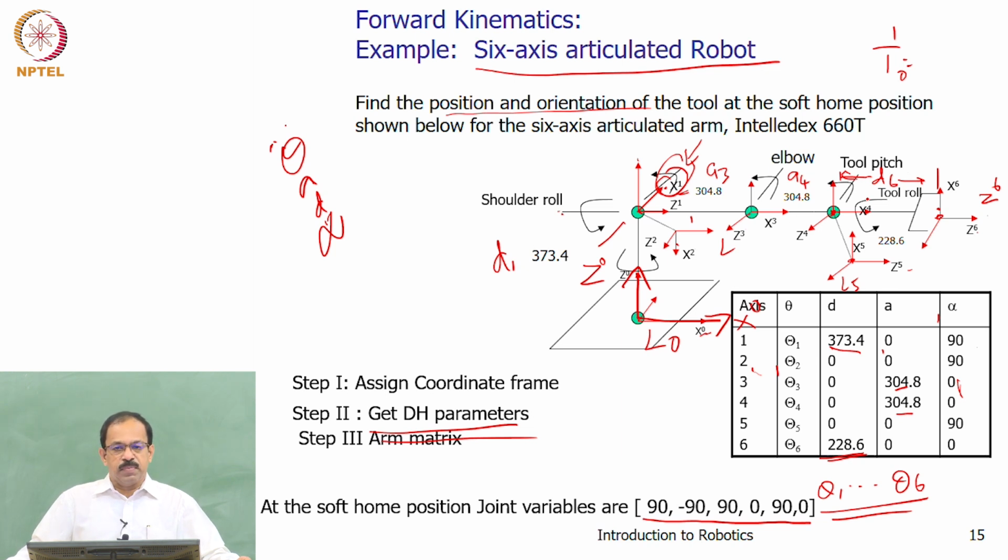Why we need this information is that we can cross check our forward kinematics by looking at these values. Substituting these values, we can cross check our forward formulation, whether you are doing it correctly or not. That is why we need to have this information.